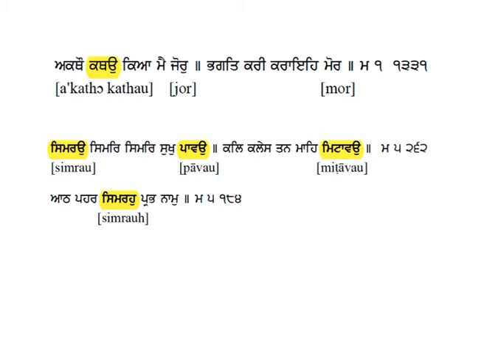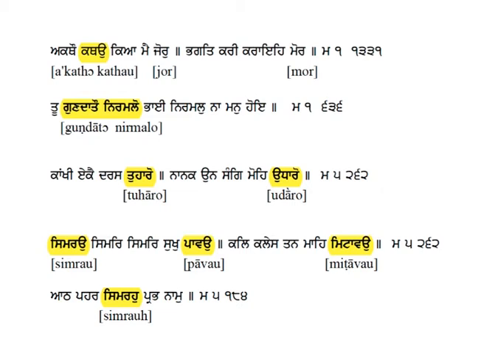You see, the language of the Gurbani can have different vowels, like Gundato, Nirmulo, Mirmulo, there is O and there is O, they are two different things. Toharo, you see, the same Toharo, that is very clear. On Ra there is a Hoda, Hodo, Udaro, but Simrao, there is no Hoda on Ra. It is Ra, Uda, Unkar, O, Pavao, Mitavao. You see this whole line, Simrao, Simr, Sukh, Pavao, Kal, Kles, Tan, Mahe, Mitavao.